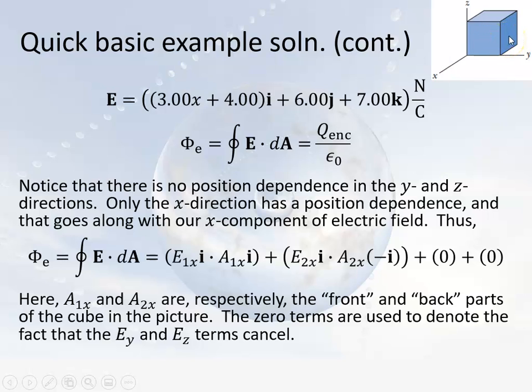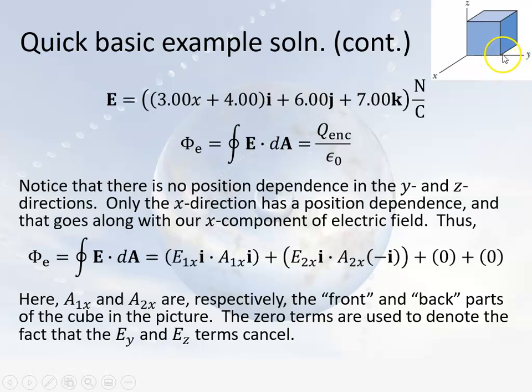What will not cancel is the back end and the front end, because there is x dependence on our electric field. So we're going to have to take that into account when we do our integration. I got rid of the y and z terms because I know that they cancel. And each one is not 0. Beware: E sub y at y equals 0 is not 0, and E sub y at y equals 2 is also not necessarily 0 either.